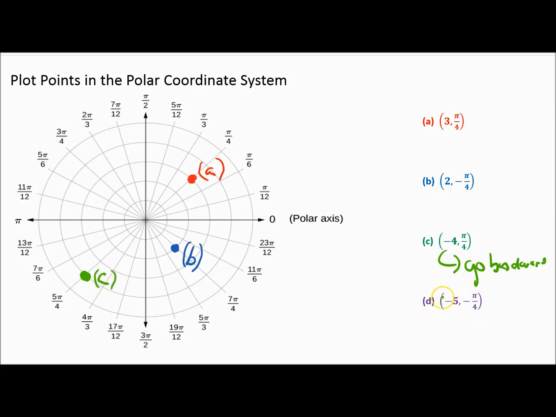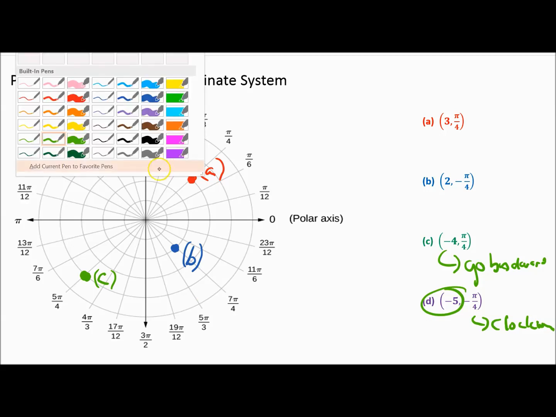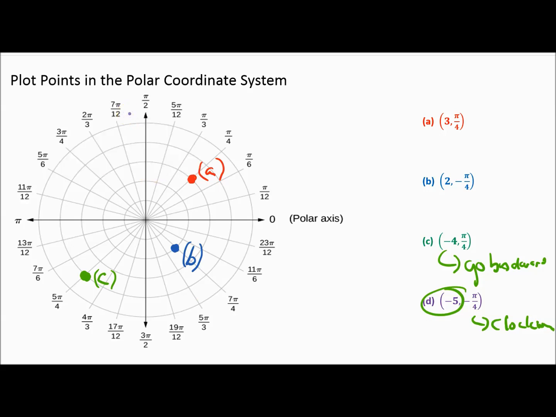Now look at this guy. This is both negative. Now this means you go, again, clockwise. So you're going backwards around the circle. This means you go backwards when you're counting your radius. All right, so let's do that. So I've got negative 5, negative pi over 4. So first let's find the angle negative pi over 4. It's along here. It lives where 7 pi over 4 was.